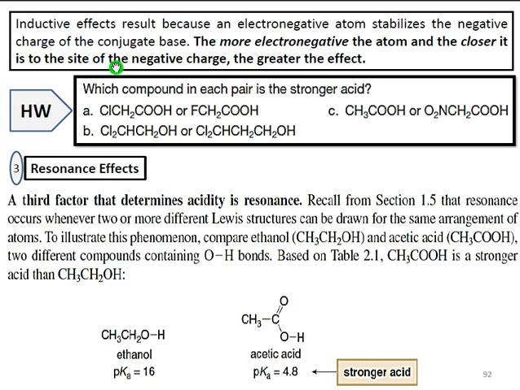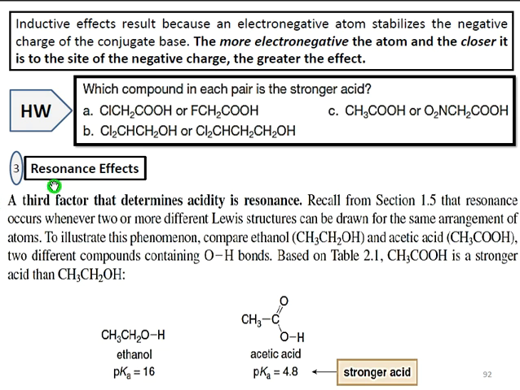Now, which compound in each pair is the stronger acid? A, B, C. We have 3 examples here. This will be homework for you, and I want you to decide which one will be the stronger acid: this or this, this or this, and this or this. Please, I want you to solve this homework.